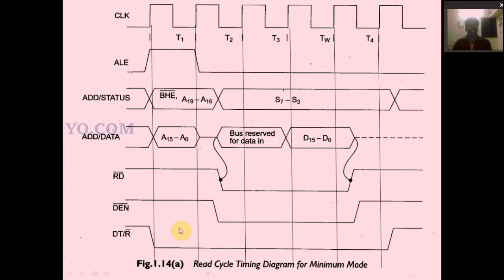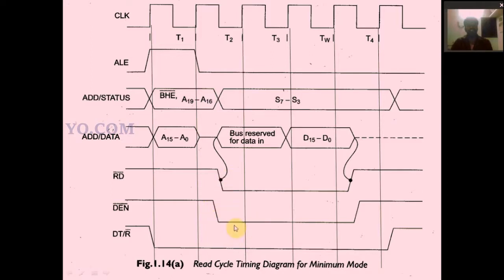Next one, T2. At T2 the ALE is disabled. ALE is disabled for the entire remaining clock cycles. It is enabled only for T1. Then the same operation happens. The address bus is again present, and the lower order address is disabled because it is enabled in T1. After that, the read cycle is enabled. The read control signal is enabled, and the data enable control signal is also enabled here.